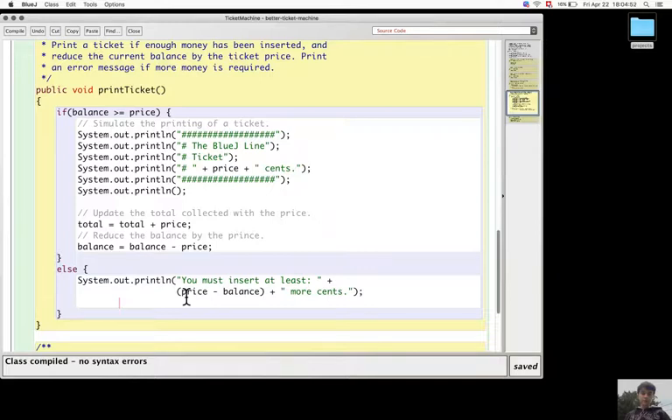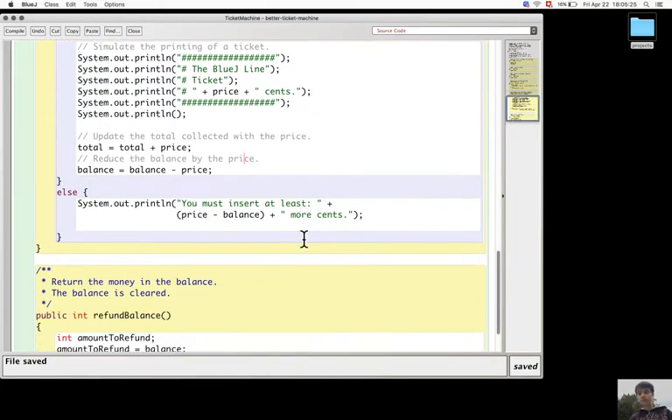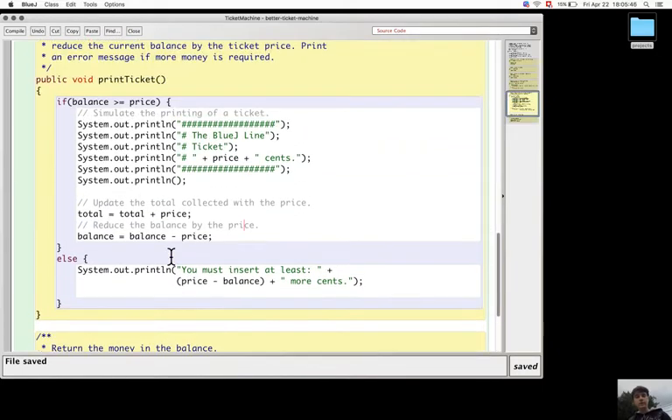Now, also, since the print ticket method reduces the balance by the price, it would be good if there were another method, refund balance, that will give back the money if the money that was inserted was greater than the price of the ticket. And this we will see in the next section.